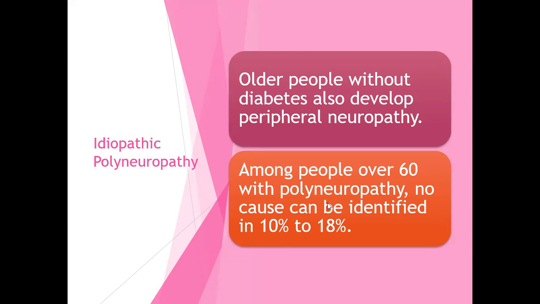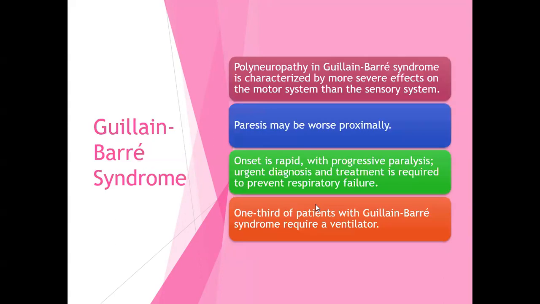Guillain-Barré syndrome is a demyelinating polyneuropathy. It's characterized by more severe effects on the motor system than the sensory system. Paresis may be worse proximally. Usually sensation is worse distally. The onset's usually rapid with progressive paralysis. Urgent diagnosis and treatment is required to prevent respiratory failure because it can affect the phrenic nerve. One third of patients with Guillain-Barré syndrome require a ventilator during the acute stage to help them breathe until they recover enough to not have to have the ventilator.